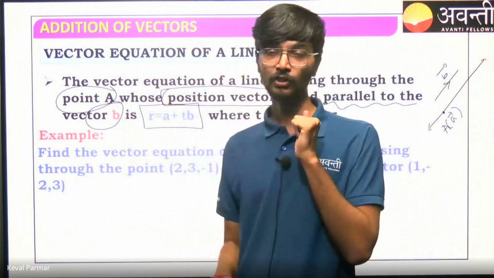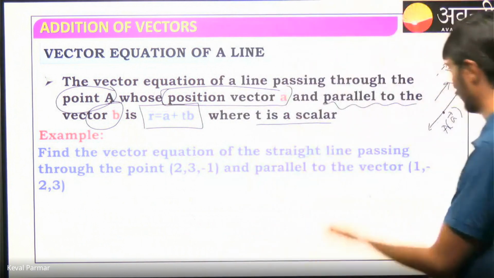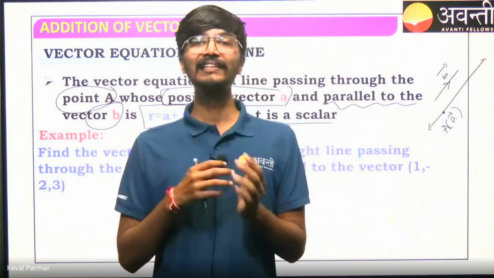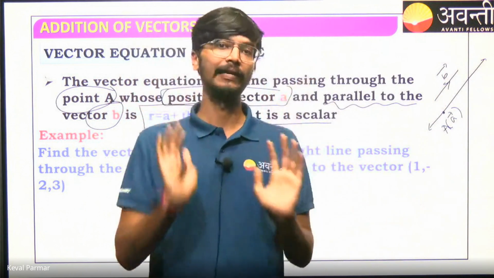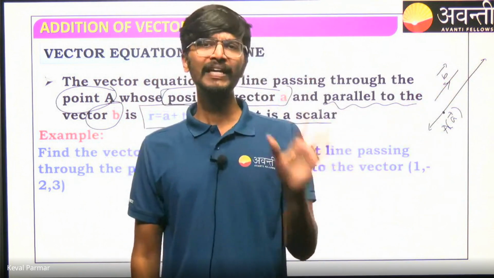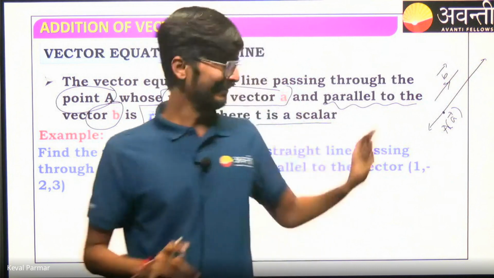So you can see from this, we can easily get the equation of line. How can we get the equation of line? We just need a point on the line. Here the point is A vector. And second thing is, we need the vector parallel or vector along that line. Here the vector along that line is B vector. So if we know the point, that is A vector, and B vector, we can easily get the equation.